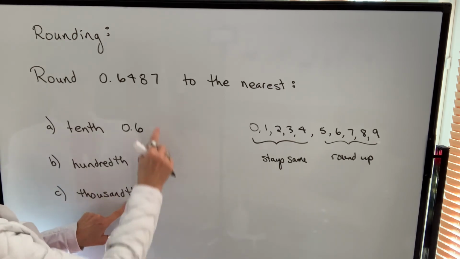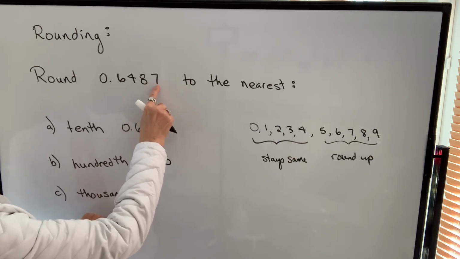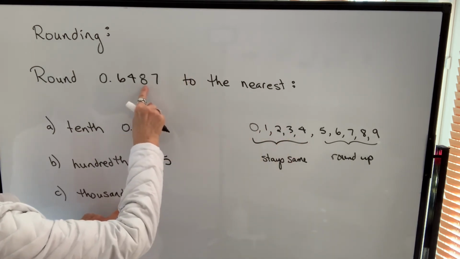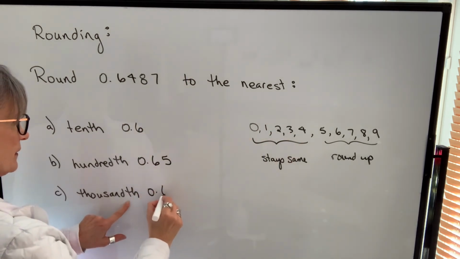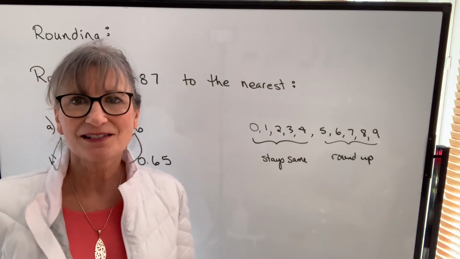And if I was asked to round off to the nearest thousandth, I look at the 7, the digit following. It's in the upper half, so I would round up. It would be 0.649. Let's look at one last example.